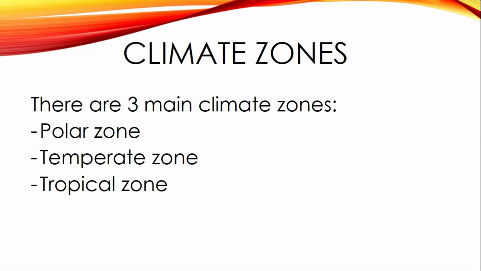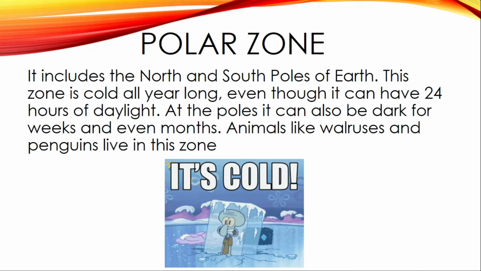Let's continue. The polar zone. It includes the north and the south pole of Earth. This zone is cold all year long, even though it can have 24 hours of daylight. At the poles, it can also be dark for weeks and even months. Animals like walruses and penguins live in this zone.